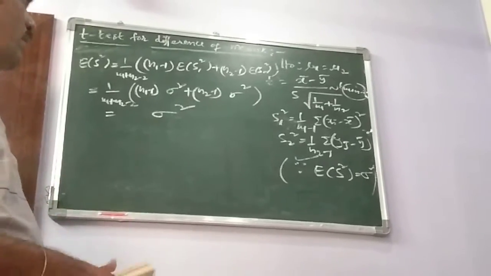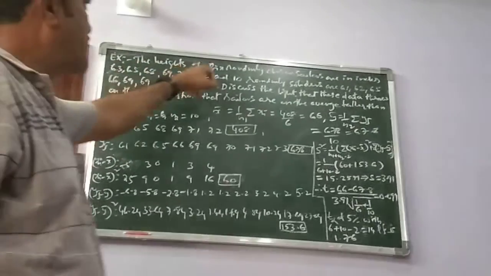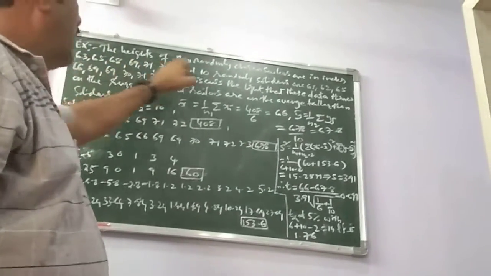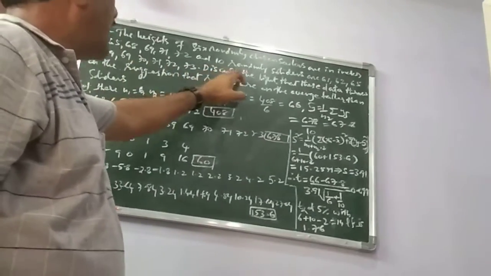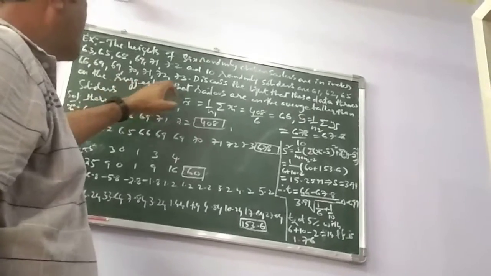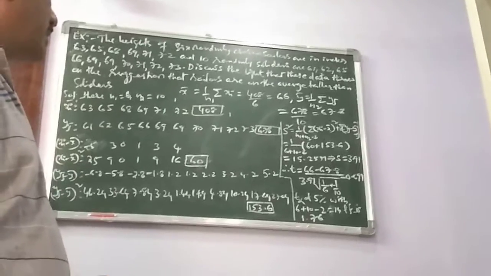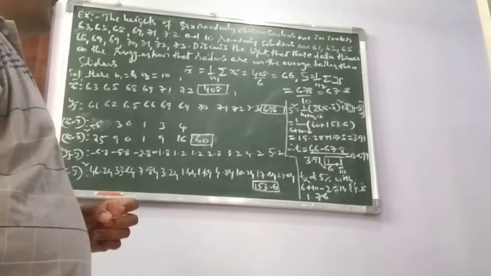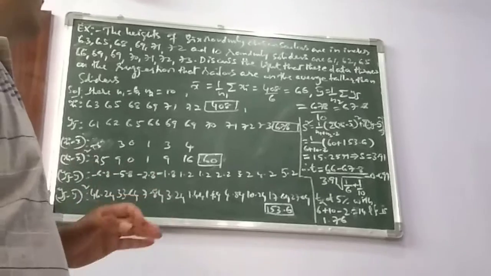I will discuss one problem, so maybe everybody will understand clearly. The heights of 6 randomly chosen sailors in inches are given, and of 10 randomly chosen soldiers in inches are given. Discuss these data on the suggestion that sailors are on the average taller than soldiers. What is the conclusion? It is asking whether, from this data, average sailors are taller than average soldiers.